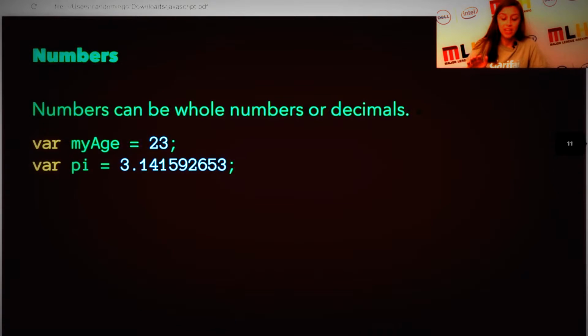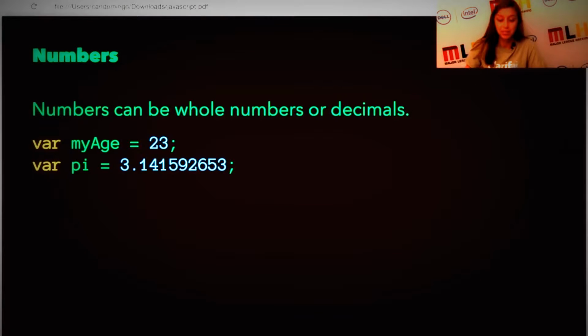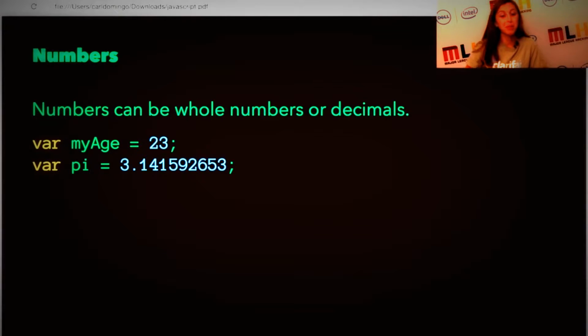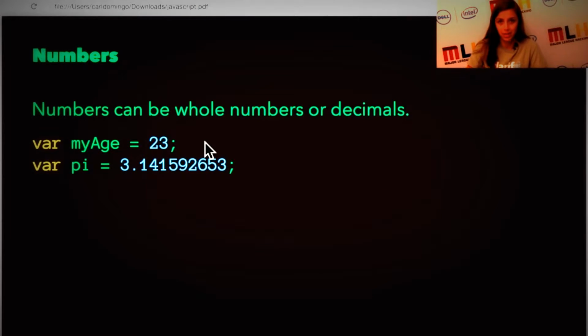So what the heck are these things? Numbers. You've seen numbers before, I would hope. If you haven't seen numbers before, you should go to school. Stay in school, kids. But anyway, numbers can be whole numbers or decimals in JavaScript. If you noticed, I had var my age equals 23. There you go. My age is 23.